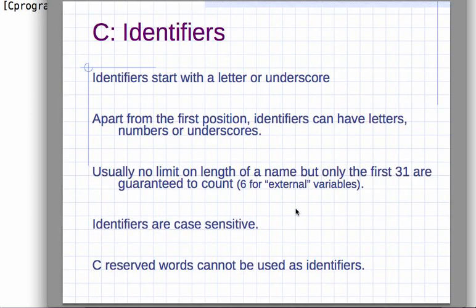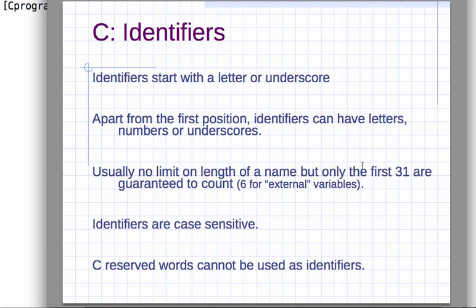Okay, so identifiers, what are the rules? They start with a letter or underscore. It cannot start with a number. Apart from the first position, identifiers can have letters, numbers, or underscores. So you cannot have a number in the very first character of the identifier, but after that you can have numbers. There's usually no limit on the length of a name, but only the first 31 characters are guaranteed to count. So that's usually a rule you want to rely on.